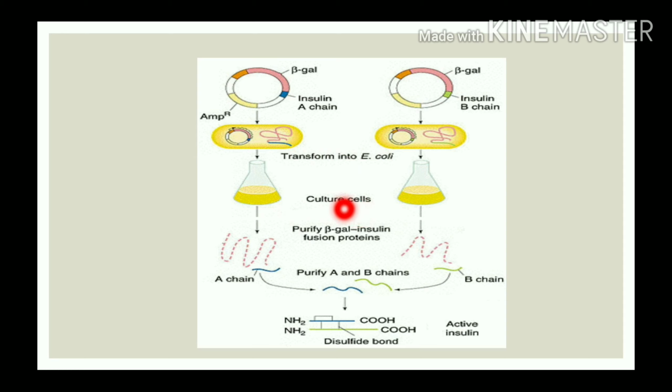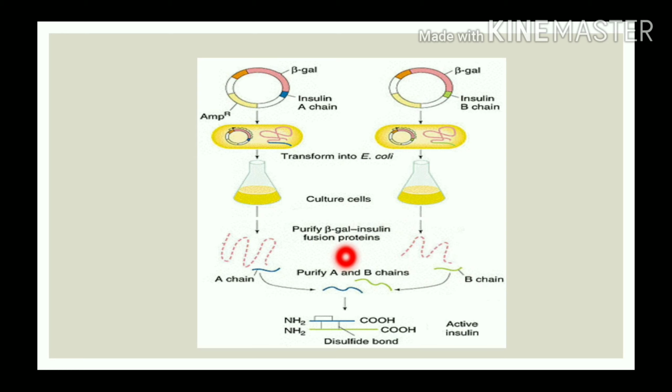We are culturing the cells, then purify the beta galactosidase insulin fusion proteins. We have to purify those. Then we'll get the A chain and B chain. Purify A and B chains. Then we have to join them. So we'll get the active insulin. So this is another method for the production of insulin.